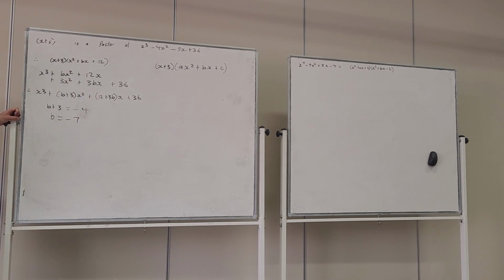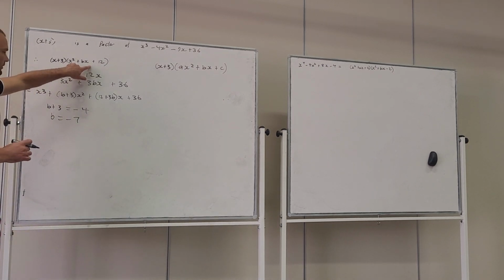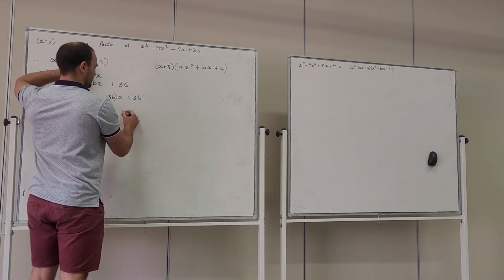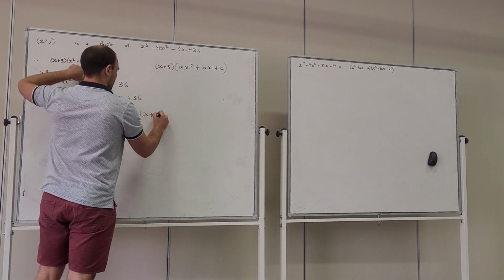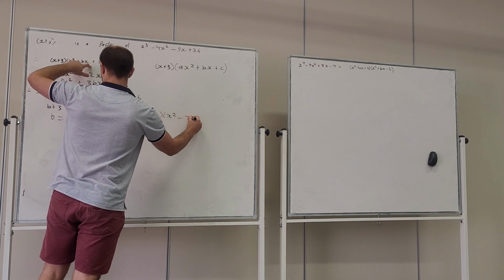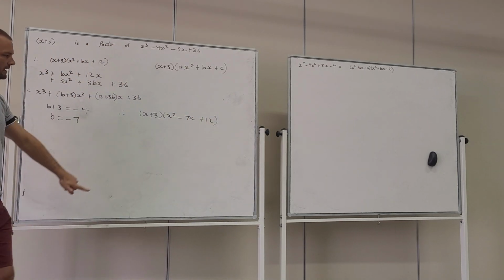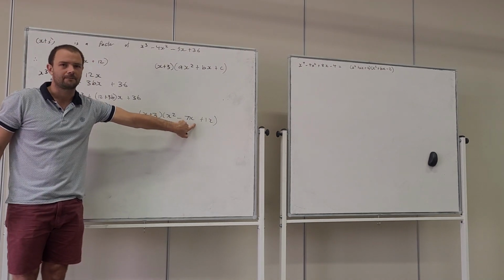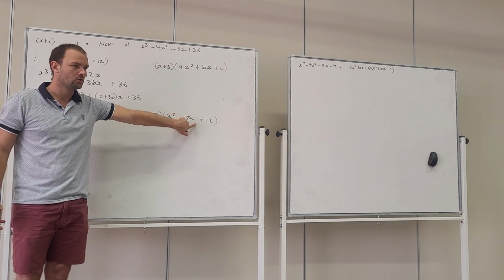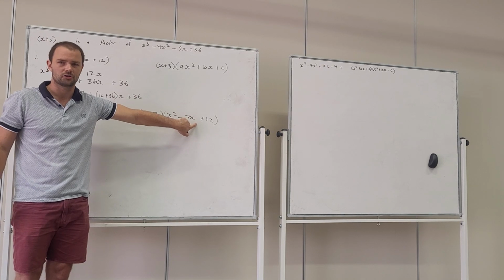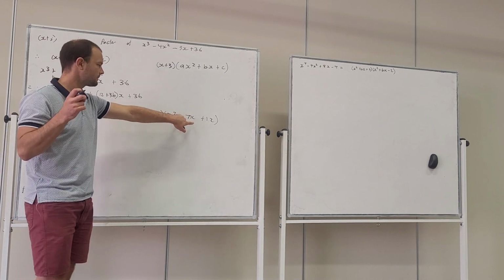So this quadratic factor, or we can write the whole cubic out, is x plus 3 times x squared take 7x plus 12. And so we need to factorize this quadratic factor. We could put it in our calculator, graph it and solve for the roots. Let's use the cross method.